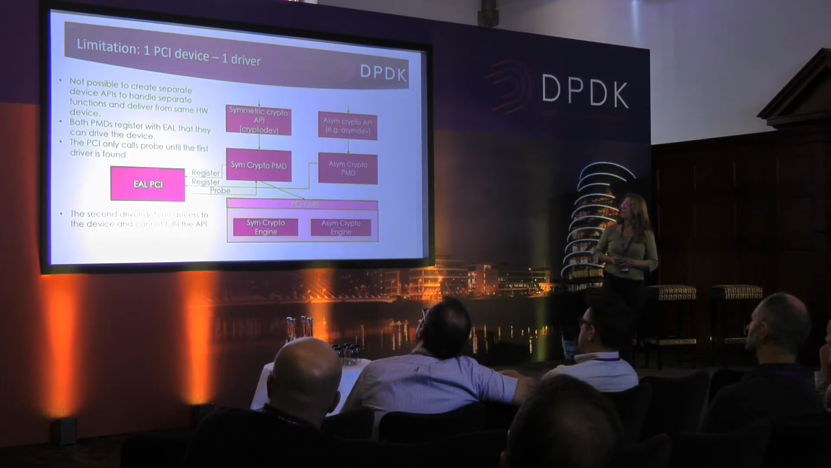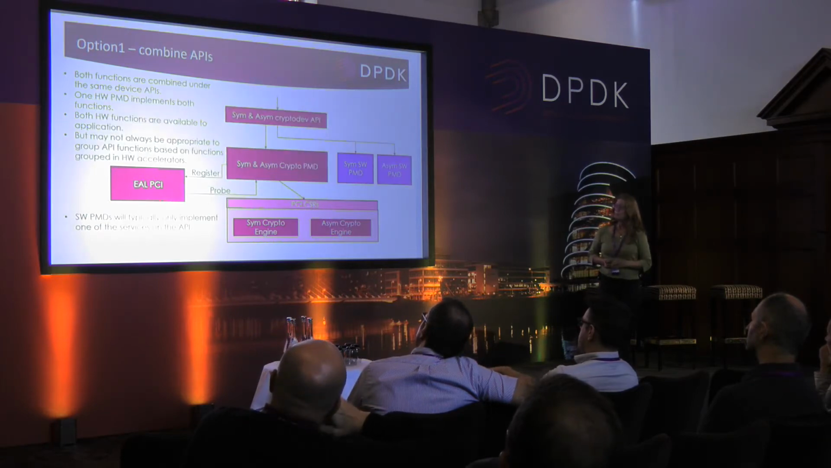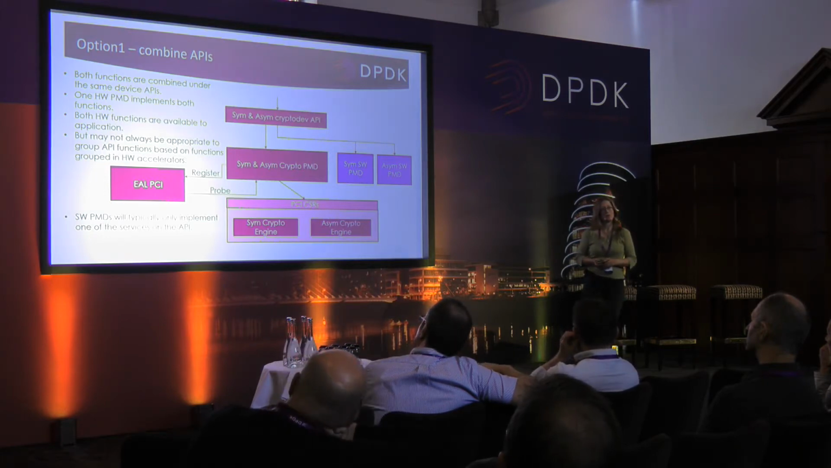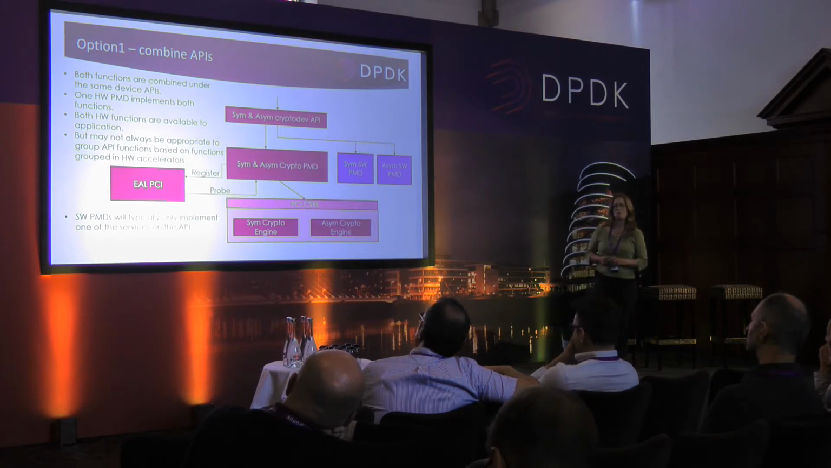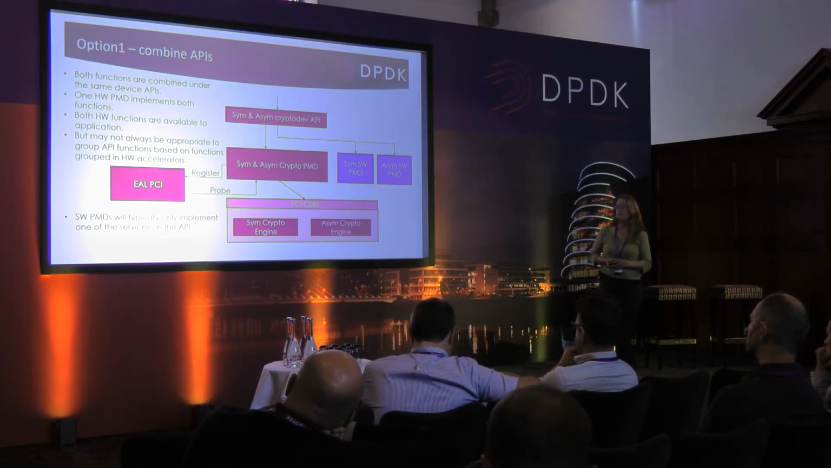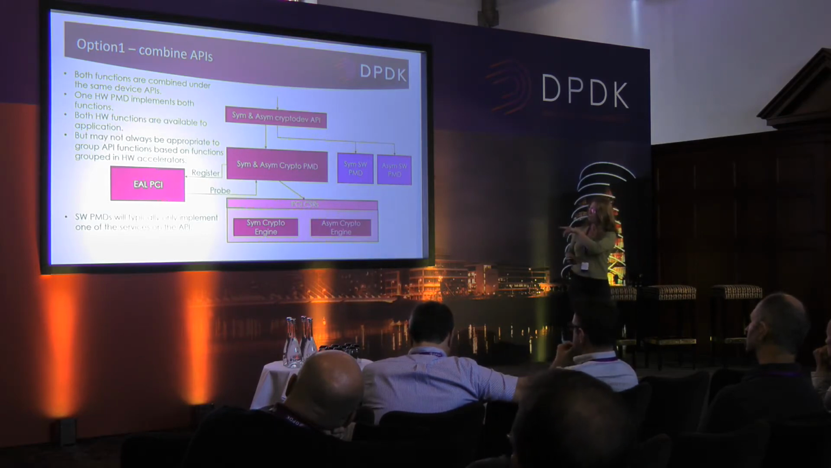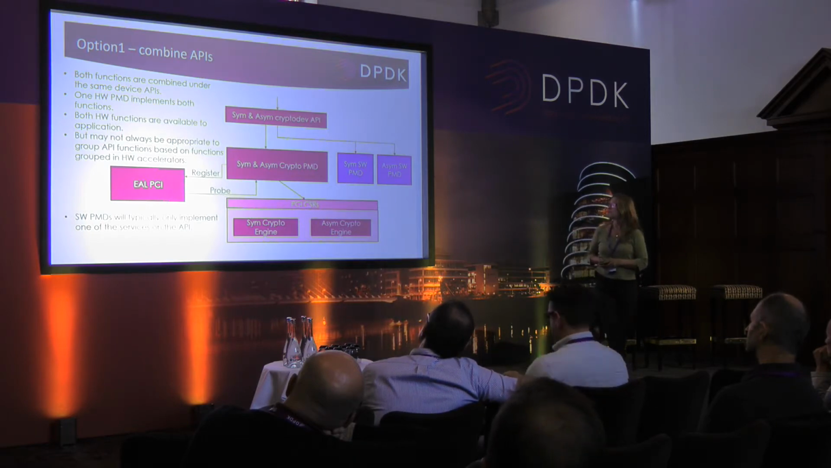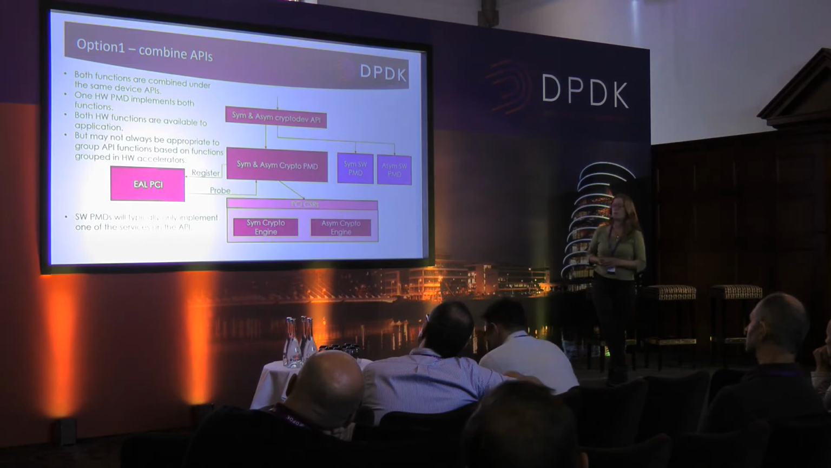So the current option for asymmetric crypto was to combine both under the same CryptoDev API, and then underneath that you have the same poll mode driver to run the device. You're sticking with the idea of one driver for one device. And this can work fine. You register, and on the probe you find your one PMD, and that one PMD can expose the symmetric and the asymmetric crypto APIs.